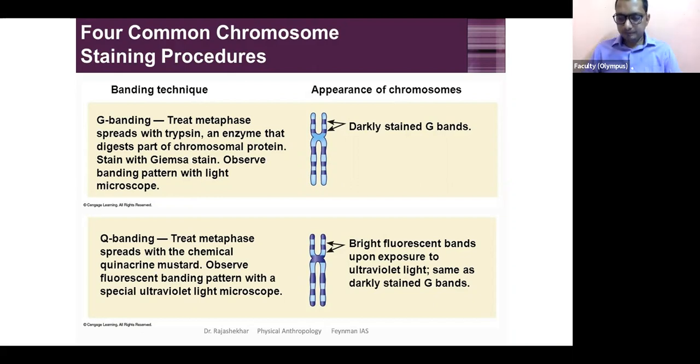Briefly, I'll mention the other types of banding patterns, but if you know about Giemsa, that is more than enough for us. Sometimes different banding or staining methods exist. Giemsa is the common stain, but the way we stain them slightly varies from method to method.